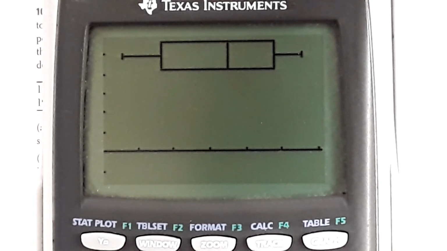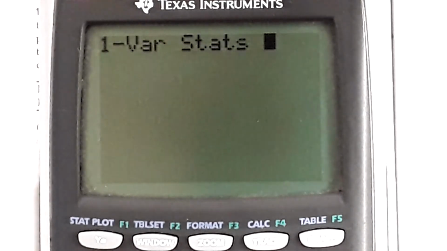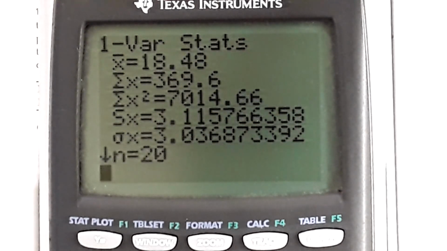Okay, now, what did they give you? They gave you X bar, right? So did you do your one variable stat? Oh, you have to tell it what list it is in. There we go. Is that what you guys got? Yes. X bar is 18.48.